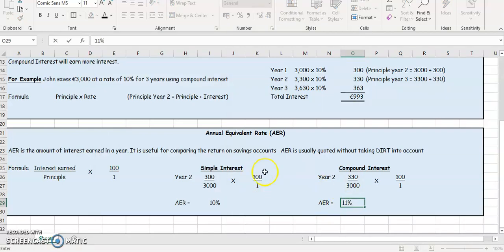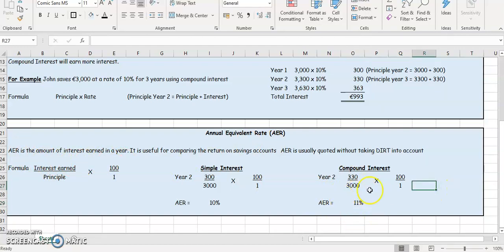So the AER is the amount of interest earned in a year. So it's going to tell you how much interest you're going to earn. So the interest rate is going to be 11%. So it's including the interest in it. Where the simple interest, it's just going to be 10% AER. So each bank will have their own AER rate, and then you can select the best one.